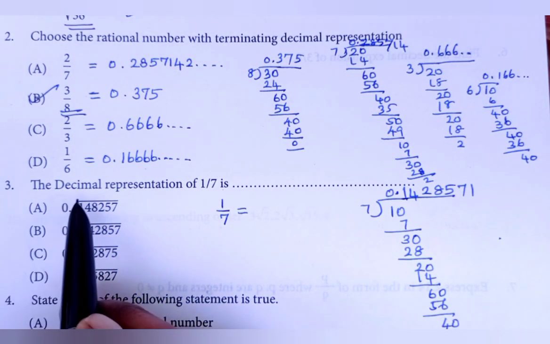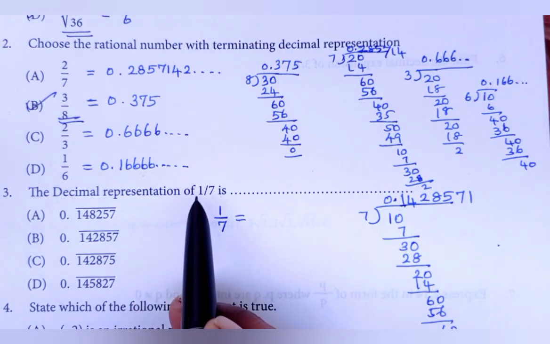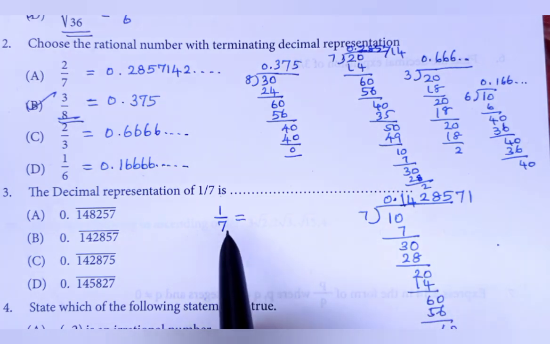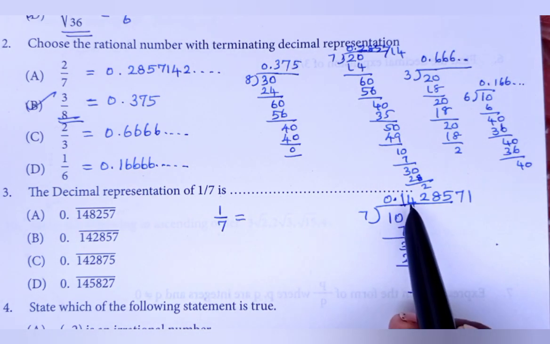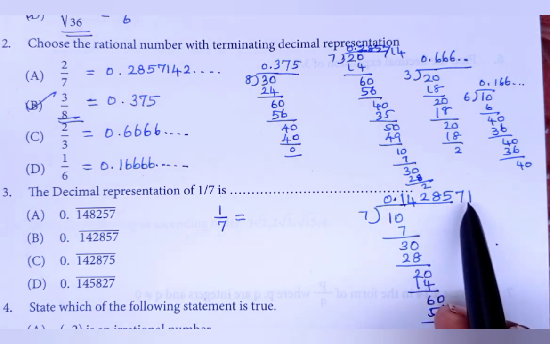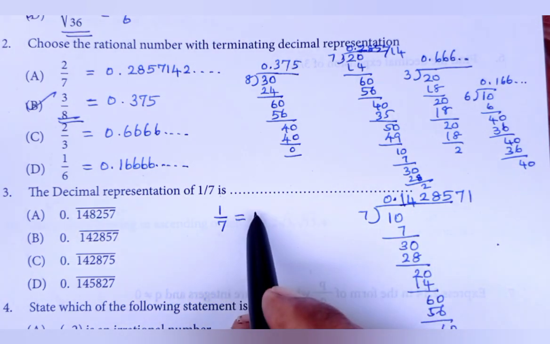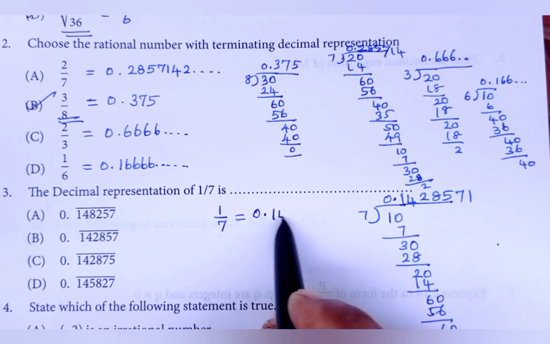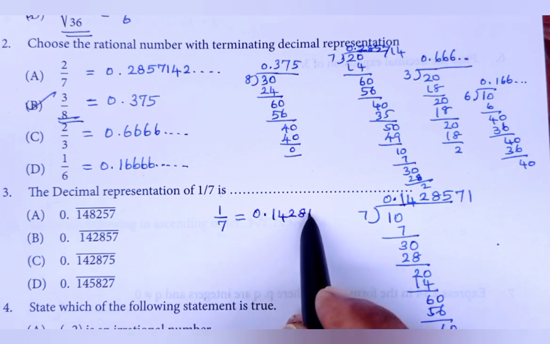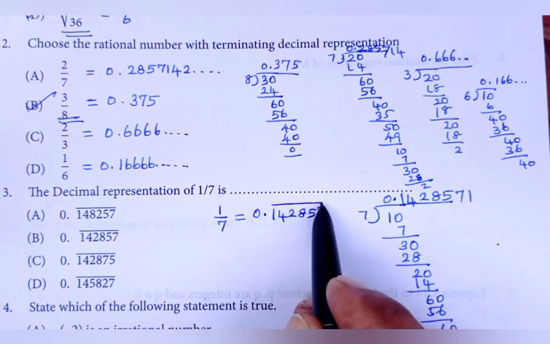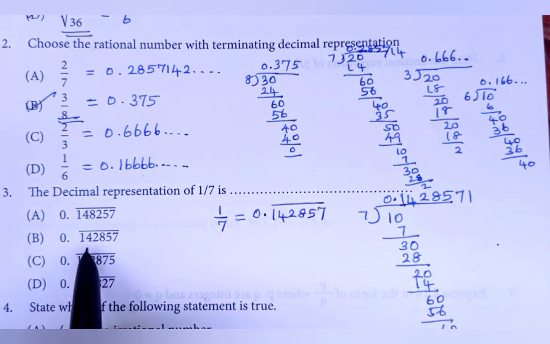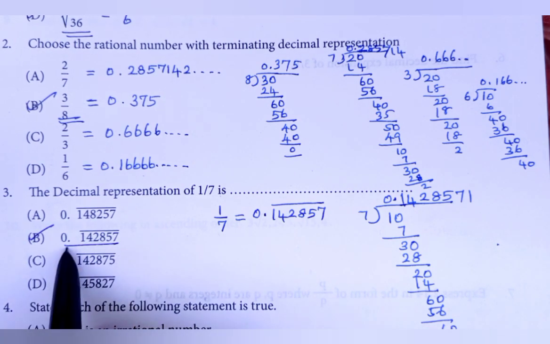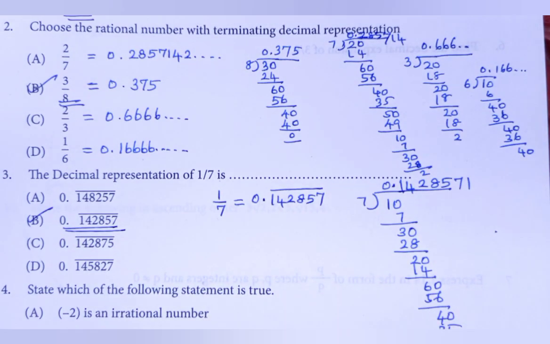Third question, the decimal representation of 1 by 7 is, we have to divide this 1 by 7. While dividing, we get 0.142857. Again, it repeats with 1. So 0.142857 will repeat again and again. This is the answer. So, we have to find this 0.142857 with the whole bar. This B option is the answer for the third question.